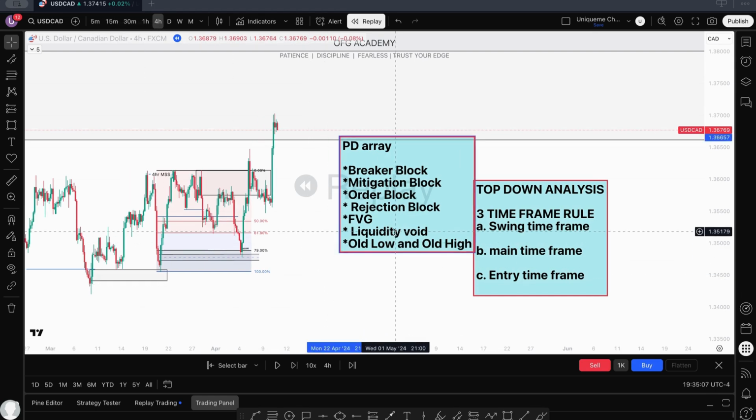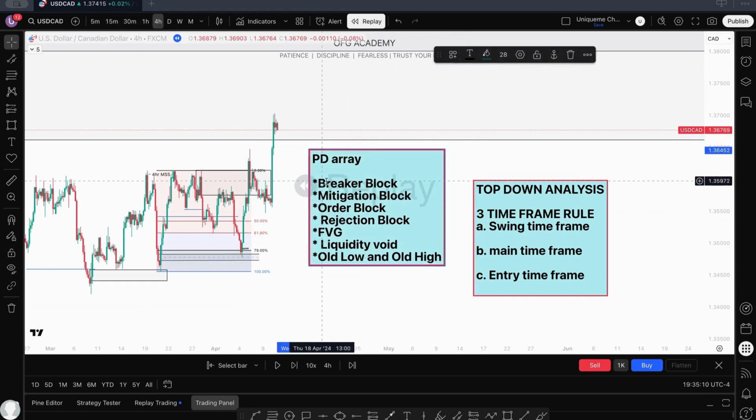So I hope this top down analysis video was helpful. Follow the steps: breaker block, mitigation block, order block, rejection block, fair value gap, liquidity void, old lows and old highs. And don't forget to use your premium and your discount when marking your zone.